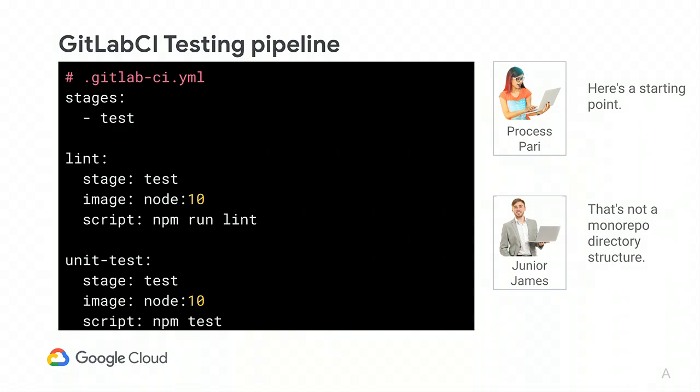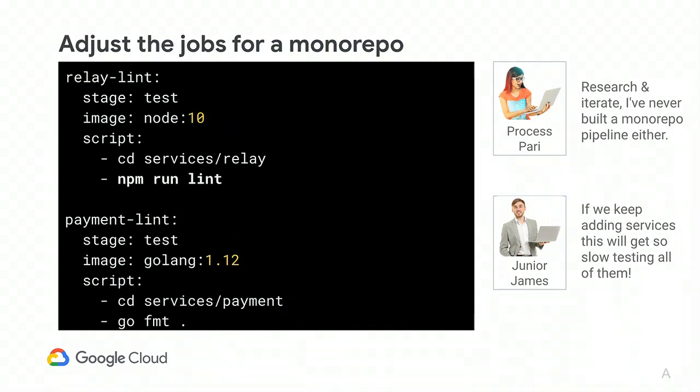But we see that both of these are running Node. They're both running some implied service that they're testing against. So it's not necessarily a good fit for a monorepo. It's not testing a bunch of different services. So let's expand on that linting job. Now we have two linting jobs. One is testing a Node service named Relay, running the job inside the Relay subdirectory of the repo, and the other is linting a service built in Go, running inside a payment subdirectory.